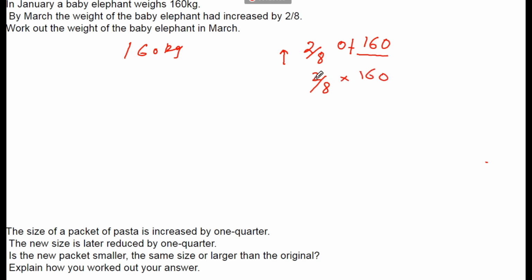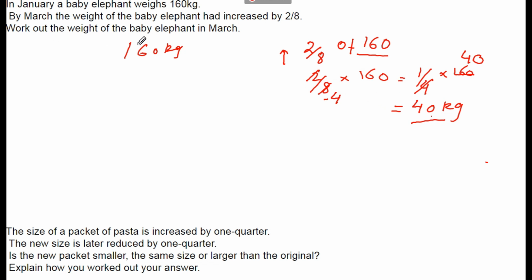Okay, and we can divide these numbers with each other. We can divide both top numbers with the bottom number. Here I can do like this. 2 times 4 is 8. Then I'm left with 1/4 times 160. Now we can divide these two numbers. 4 times 4 is 16 and we are left with 40 kg. It means how much weight has been increased? 40 kg has been increased.